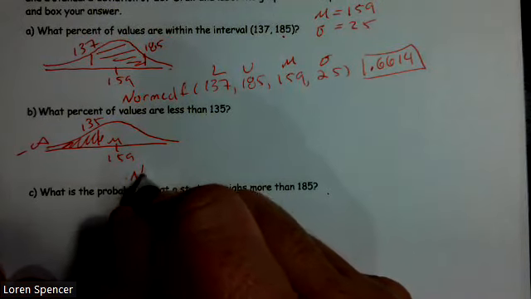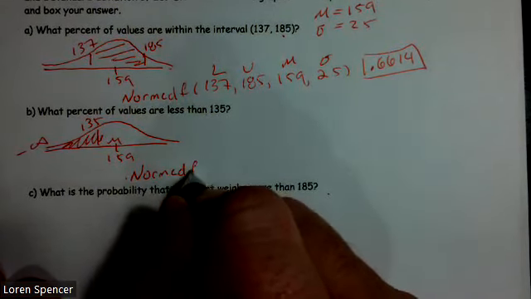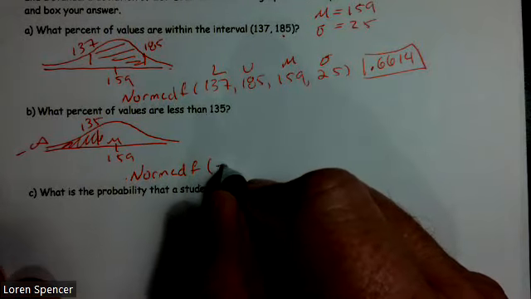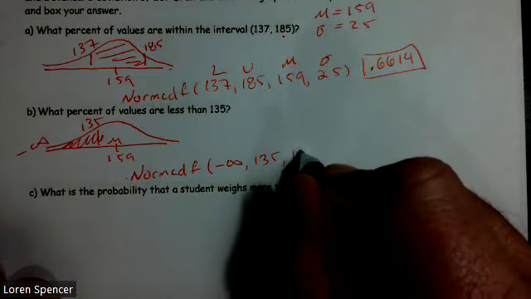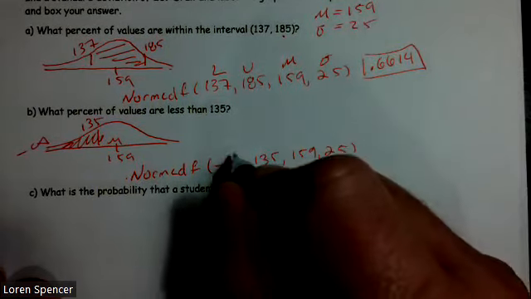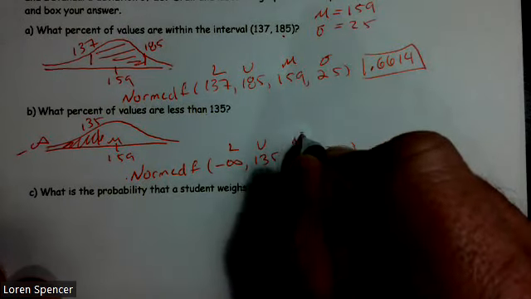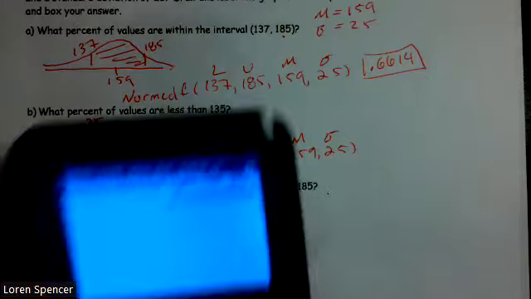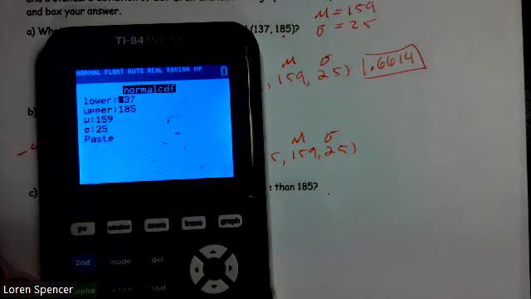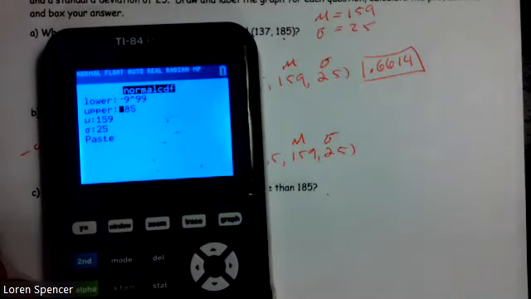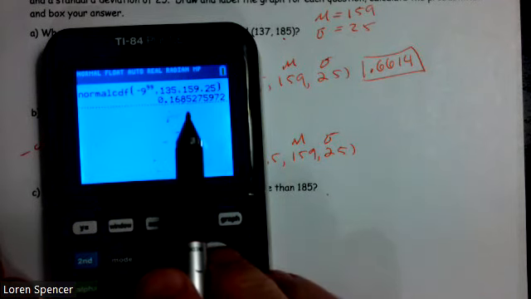Once again, norm CDF, negative infinity. Upper is 135, mean of 159, standard deviation of 25. Lower, upper, mean, standard deviation. Second vars, norm CDF, negative 9 raised to the 99th, upper 135, 159 and 25. 0.1685.